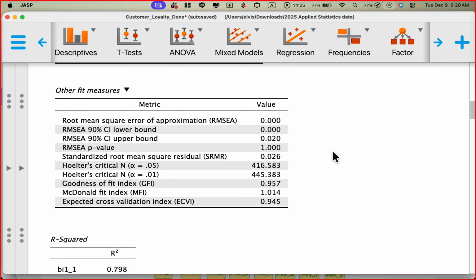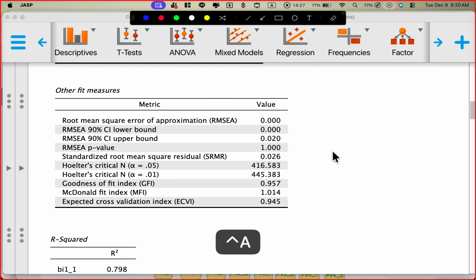Can you tell me? Is it good or not? RMSEA, SRMR, and GFI.